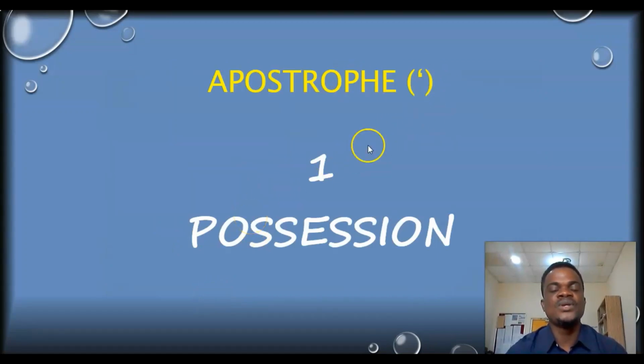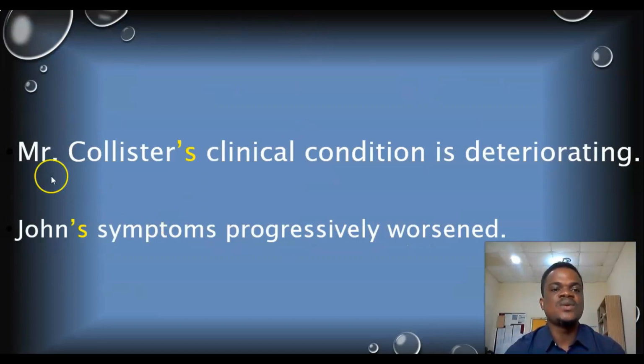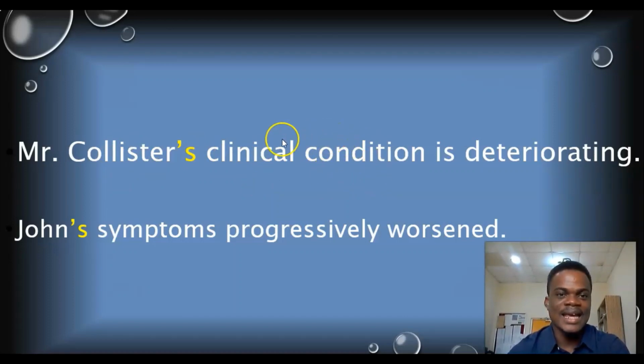Let's look at apostrophe. We usually use apostrophe for possession, especially in OET letter writing. And this is just where we'll focus our discussion for today. Let's look at this. Mr. Collister's clinical condition is deteriorating. This type of place you use apostrophe. I've seen students say Mr. Collister clinical condition is deteriorating without apostrophe S. And most times when we are using apostrophe for possession, we add the letter S to it to show possession. That means Mr. Collister is the owner of this clinical condition. Okay, and his clinical condition is deteriorating.